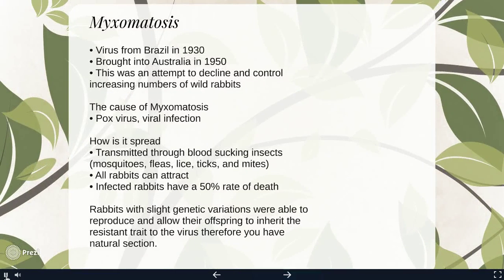Myxomatosis is a modern-day example of natural selection. Myxomatosis was a virus introduced to Australia in the 1950s as an attempt to reduce and control the increasing number of wild European rabbits, which were an ecological and economic pest.